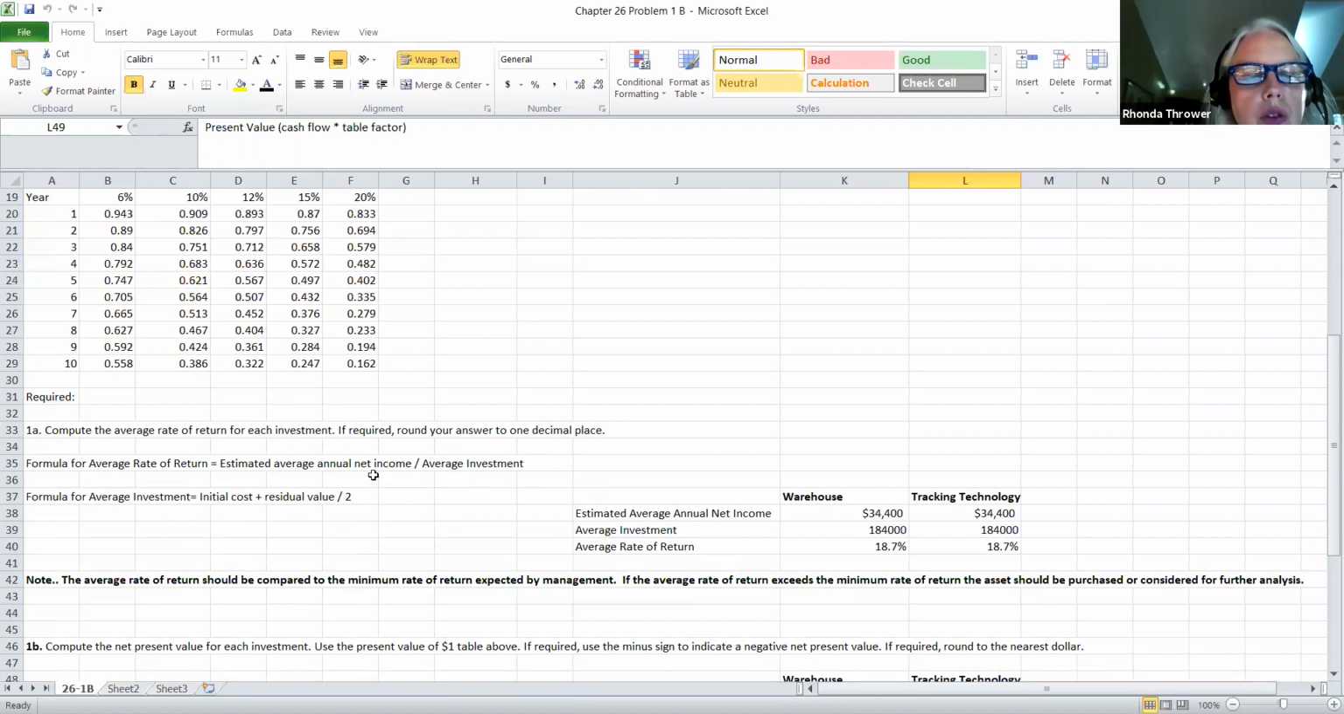And then what you're going to do is divide that estimated average annual net income by the average investment. And there's some calculations that you have to make for the average investment. And this is the formula for the average investment. We're going to take the initial cost of the asset.